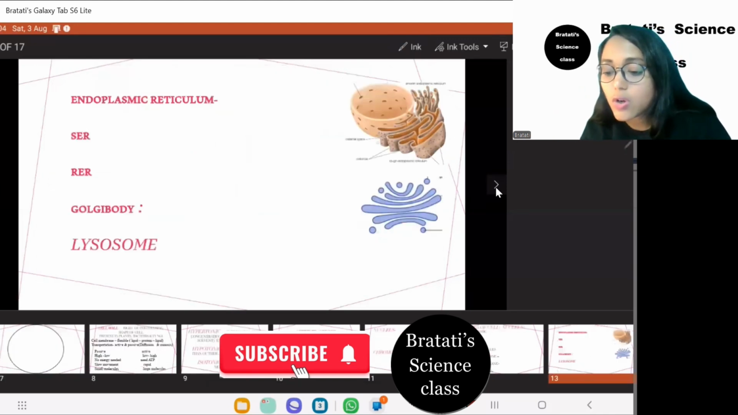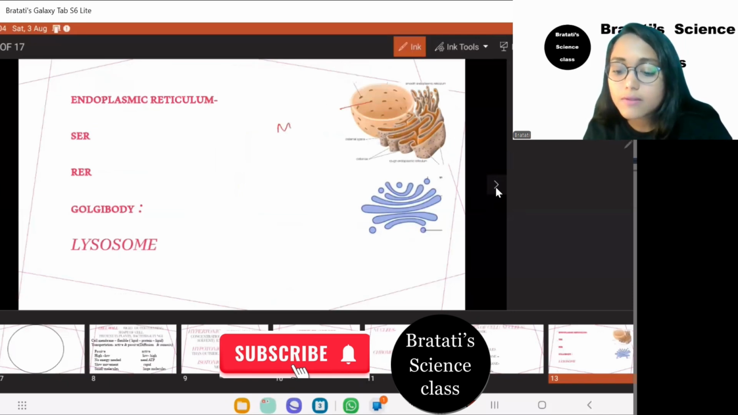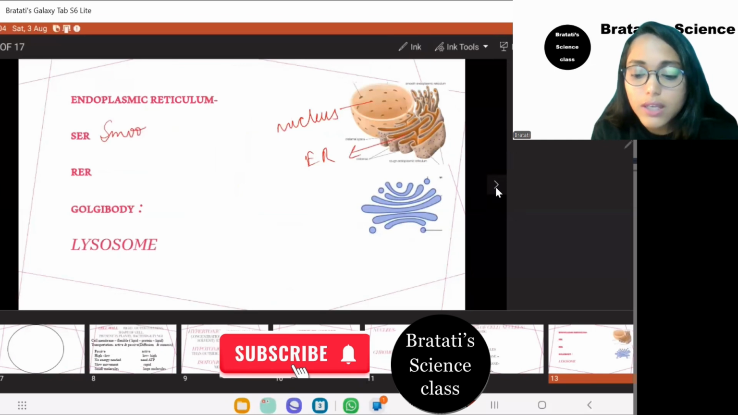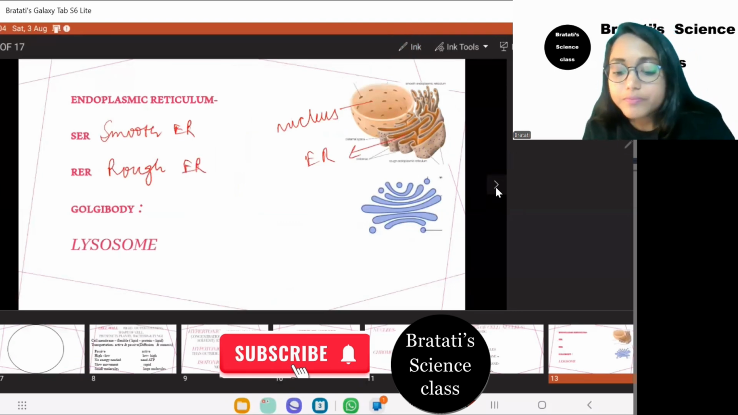Now this is the structure of the endoplasmic reticulum. This is the 3D structure. This is our nucleus, and this is the ER, endoplasmic reticulum. It can be smooth ER and it can be rough ER. In rough ER, there are ribosomes present. That's why it is rough. Smooth ER has no ribosomes. Ribosomes are not present in the smooth ER.